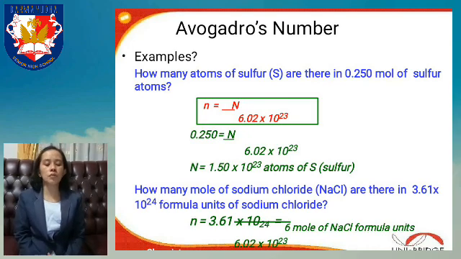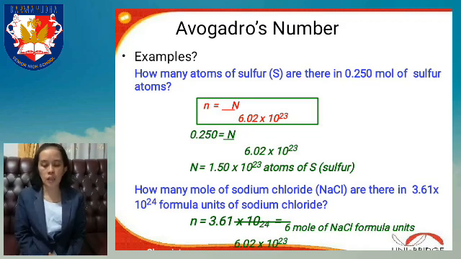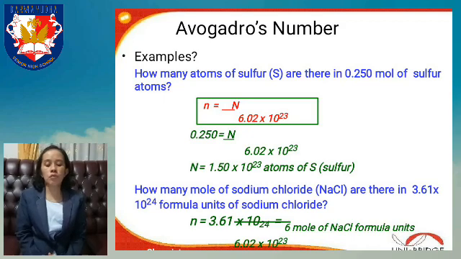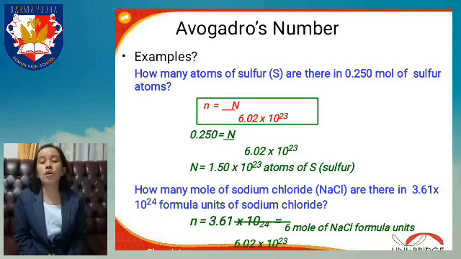So, the formula to get the mole number by using Avogadro's number is mole equals the number of particles divided by 6.02 times 10 to the power of 23. Now, in the slide given, you will see how to calculate the moles of sodium chloride in 3.61 times 10 to the power of 24 particles of sodium chloride.